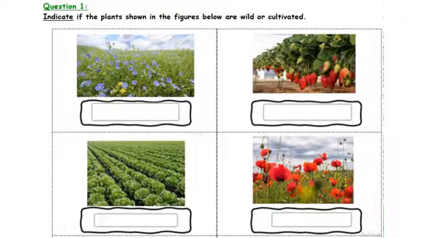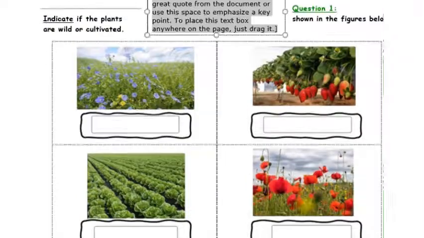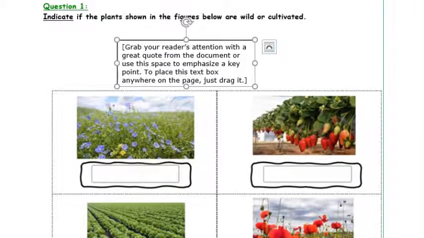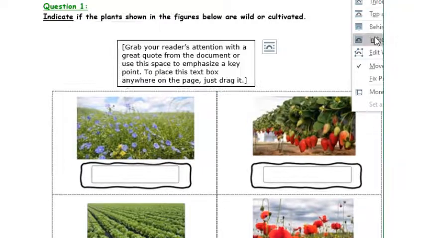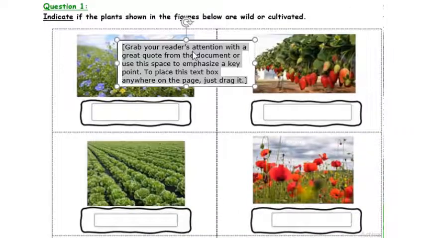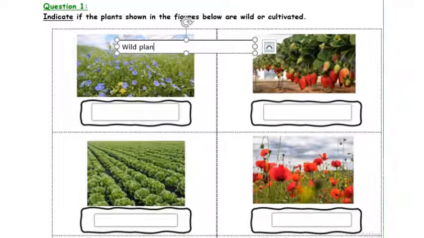Look at the first pic. We have some wild flowers. These flowers grow in the wild without the man's help, right? And we can tell that they are not arranged well, they are not taken care of by anyone. So the first pic shows a wild plant.